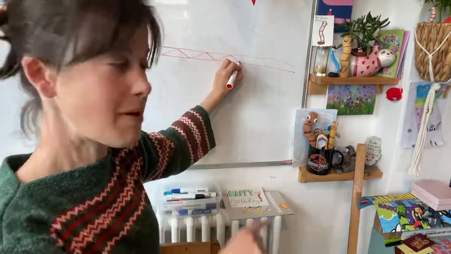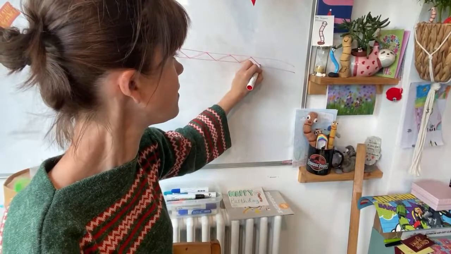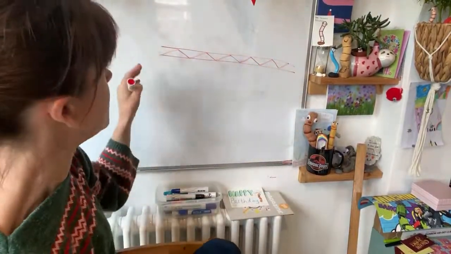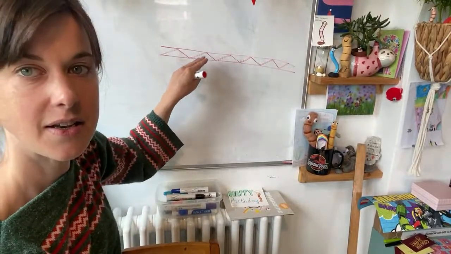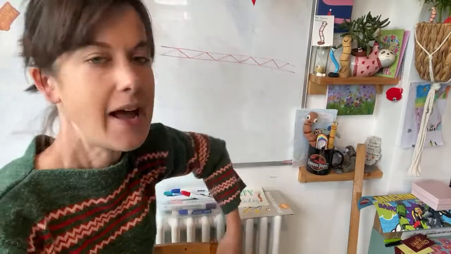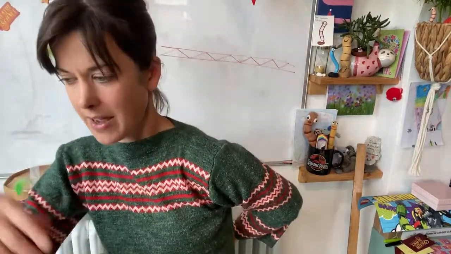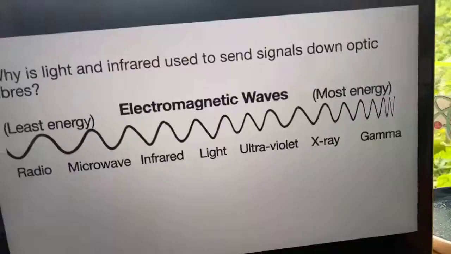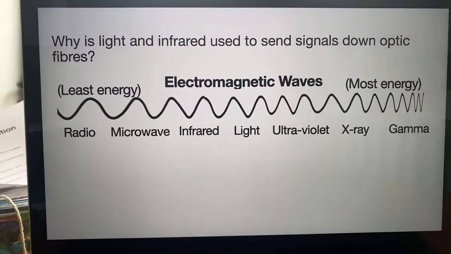What's happening here? Can you remember the phrase? It's not just reflection, it's total internal reflection. We looked at how they get totally internally reflected down the little tubes, and that's how information is carried. So why do we use light, and some infrared, for that? Why don't we use microwaves for that, or X-rays? Last puzzle of the day.